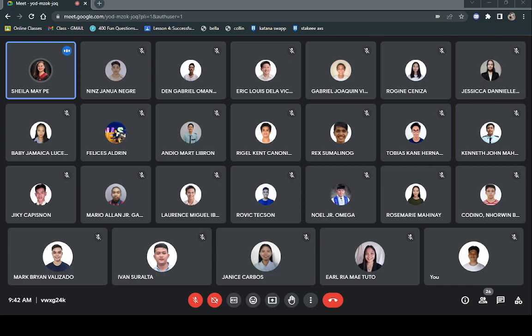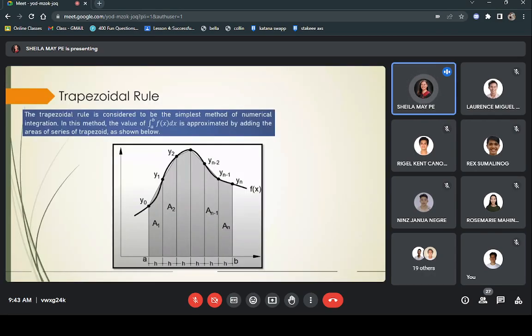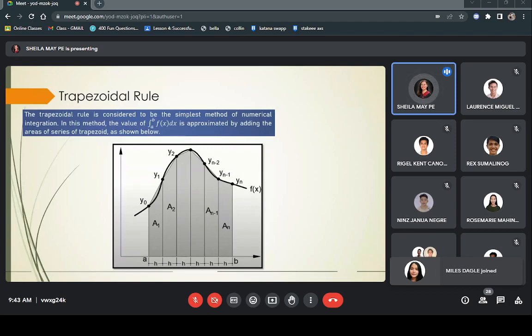So, this topic is for the trapezoidal rule. This is for the integration. For the trapezoidal rule, it is considered to be the simplest method of numerical integration. In this method, the value of the integral of f(x) dx from limits a to b is approximated by adding the areas of a series of trapezoids as shown below.